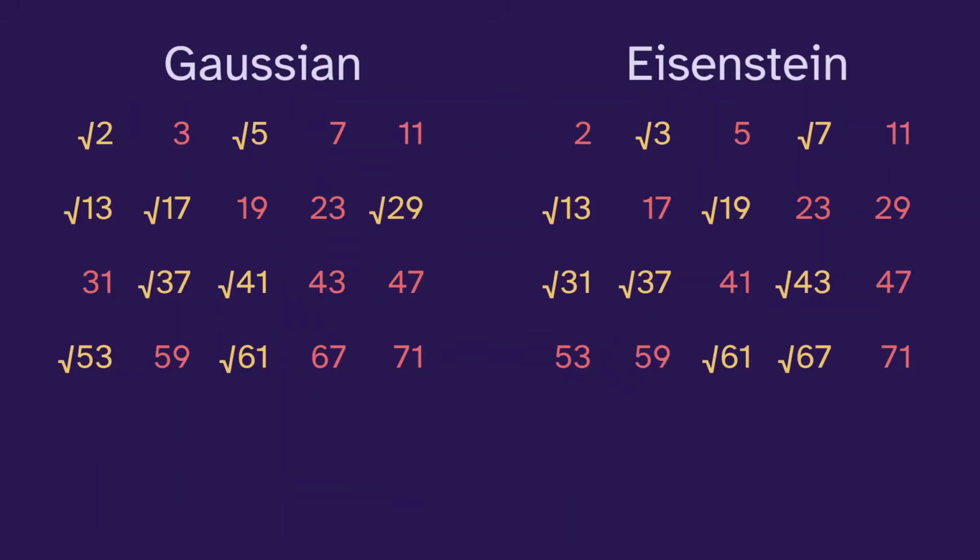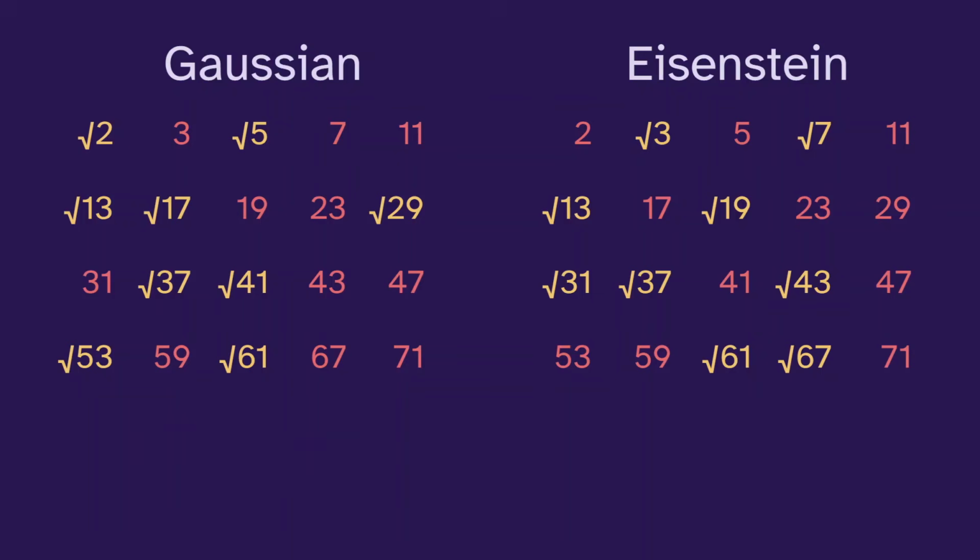So the Gaussian primes and the Eisenstein primes have these very similar properties, but they're not exactly the same. In the Gaussian primes, we got root 2 as a radius, but in the Eisenstein, we just got 2. And then in the Gaussian, we got 3, whereas the Eisenstein had root 3. So they don't always line up, but sometimes they do, like with 59 and root 61. So what's going on here?